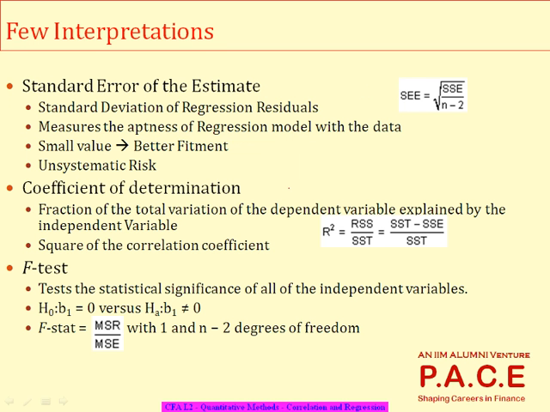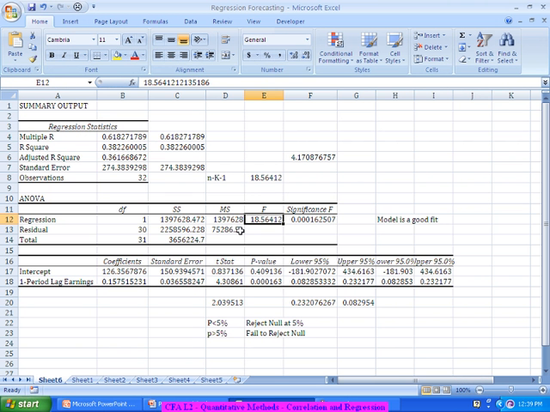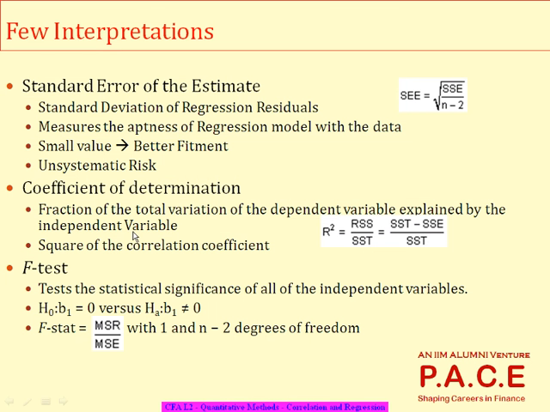So just a quick summary of the interpretations. The standard error of the estimate, which we have got as the square root of this value. How did we arrive at this value? It is nothing but the mean sum of squares, and the mean sum of squares is obtained as sum of squares divided by 30. So that is the formula here.